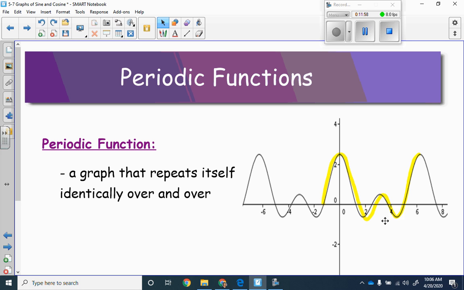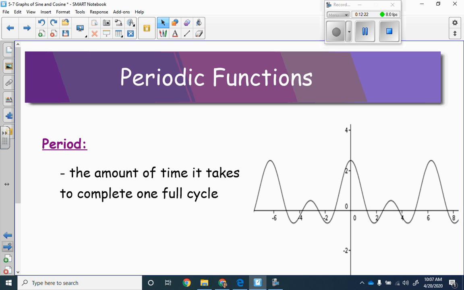And with a periodic function, we're going to be looking at some new terms. I'm going in order here: the period of a function, a midline, an amplitude, and a phase shift. And then that is going to transition us into working with our sine, cosine, and tangent functions.